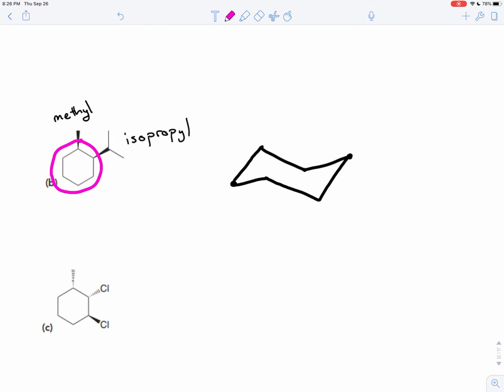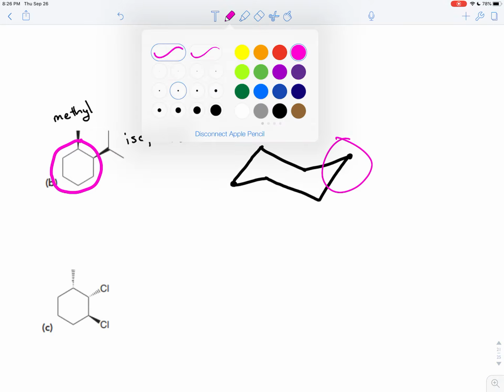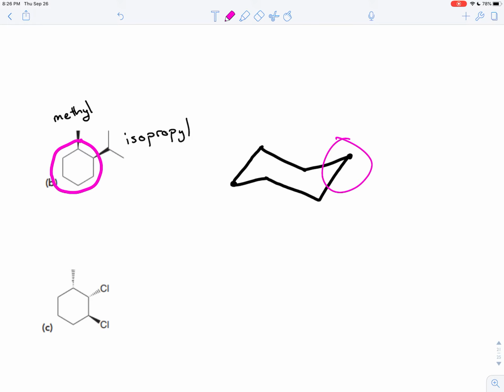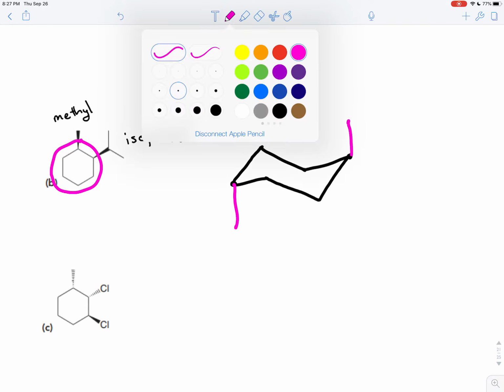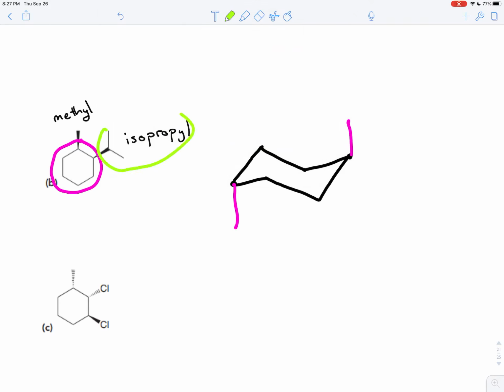Now remember your guideposts. The side of the cyclohexane ring that is pointing up, that's where you have axial going up. The side of the ring pointing down, that's where you have axial going down. Those are just guideposts. I'm going to erase those in a second. We want to put this isopropyl group equatorial.